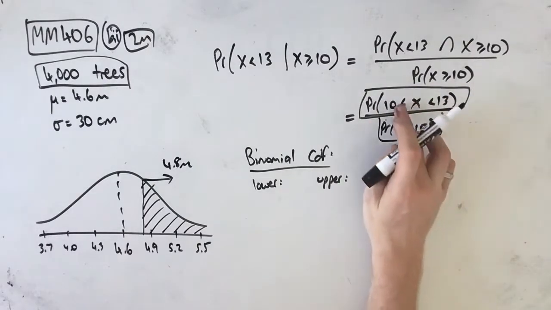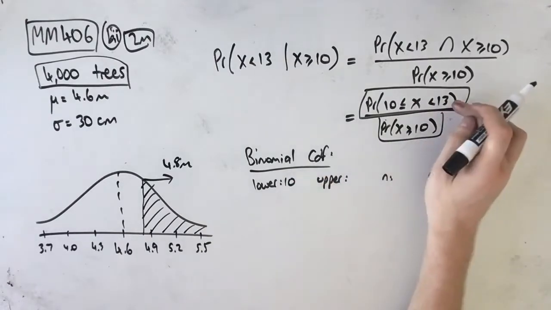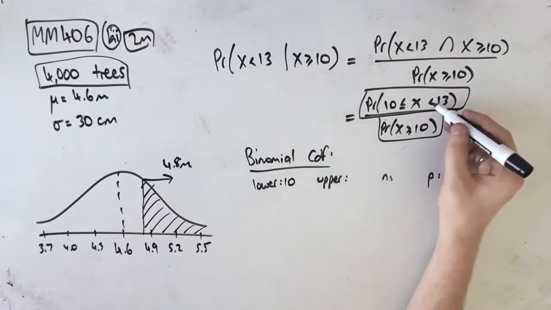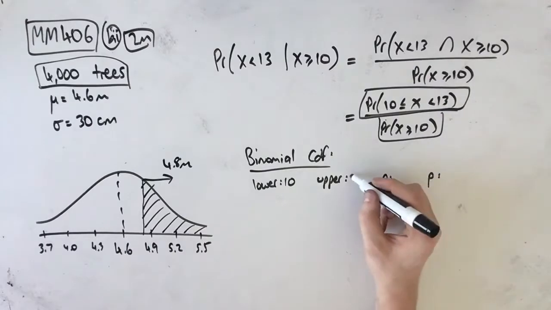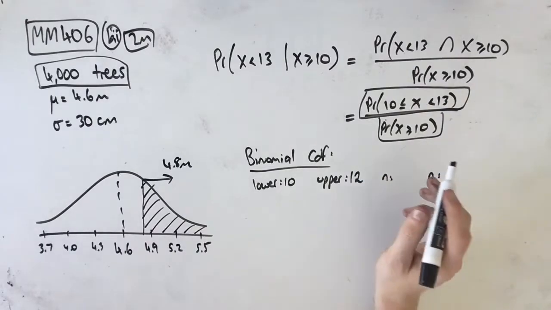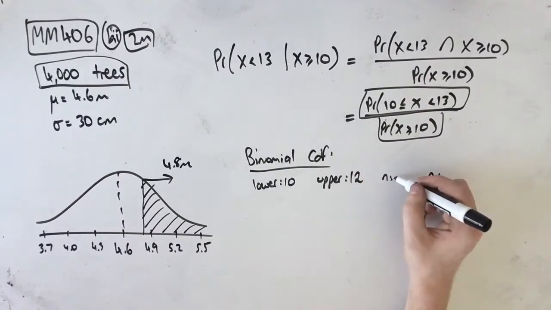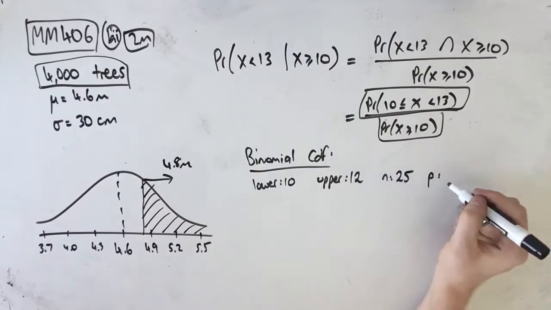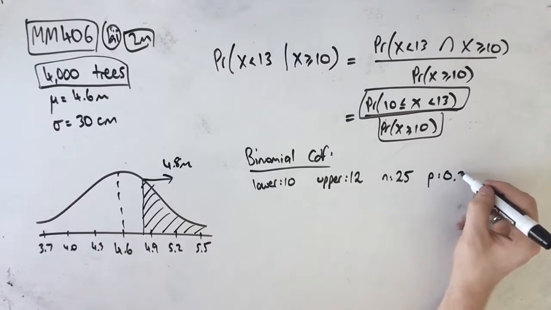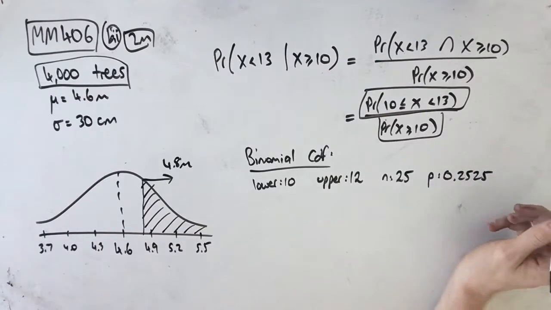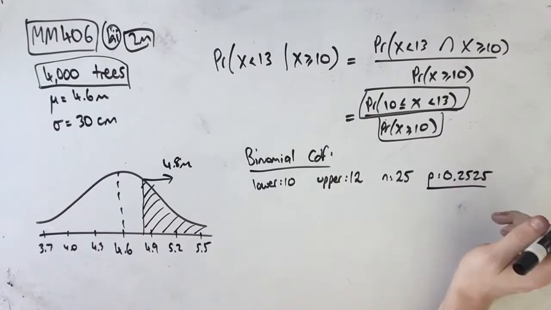So our lower bound is 10, because we're including 10, and our upper bound is not 13, because we're not including that. It's less than 13, which means our upper has to be 12. So it's the whole number before it. N is still 25. We've still taken 25 of the trees. And P is still our 0.2525, which we found in our part A, which was the probability that it was greater than 4.8 meters.